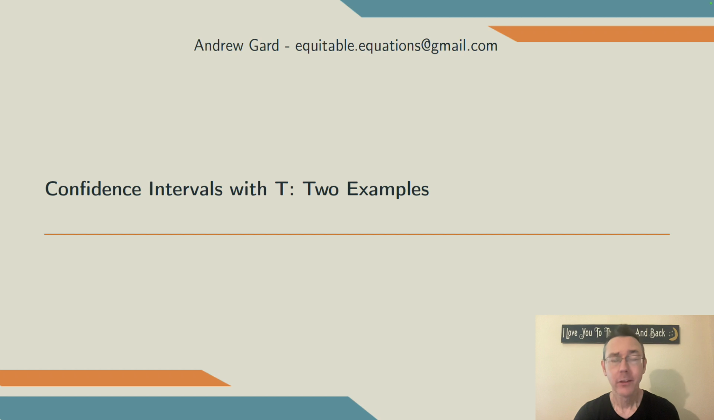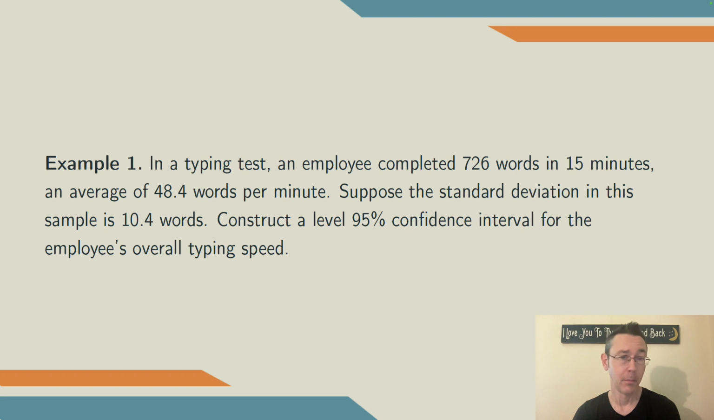Hey everybody. Today we're doing a couple of examples of confidence intervals with the t-distribution. That is, in situations when the population standard deviation is not known to us and we have to use the sample standard deviation instead. Example 1.